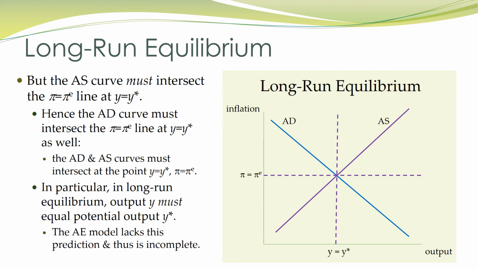This also has another interesting implication. In long-run equilibrium, output Y must equal potential output Y star, or equivalently, the output gap must be zero. In contrast, the aggregate expenditure model does not predict the long-run output gap. That's an important advantage of the ADAS model. It allows us to make long-run predictions.